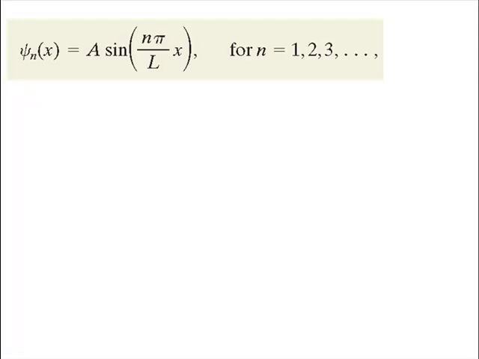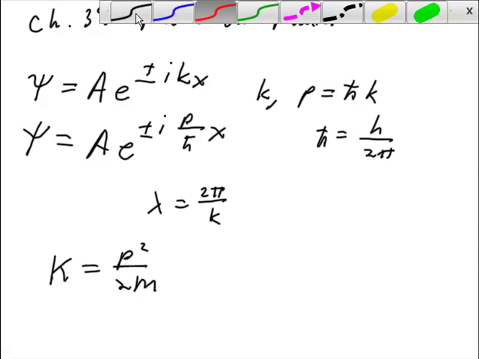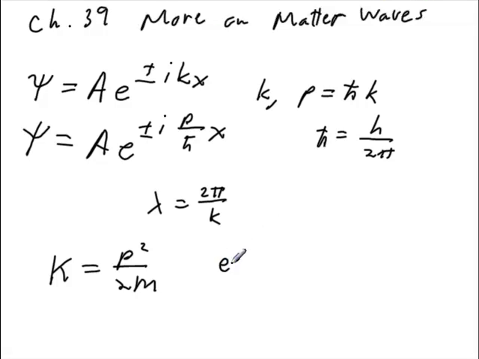Now let's talk a little bit about the wave function for the particle enclosed in a box. That wave function is A times the sine of n pi over L times x. This actually comes from this wave function right here. e to the i kx can be written as cosine kx plus i sine kx.